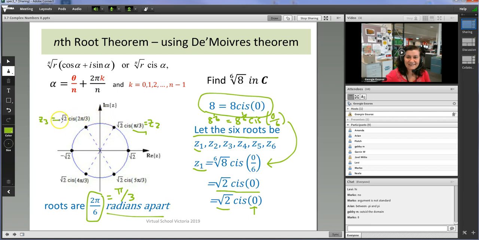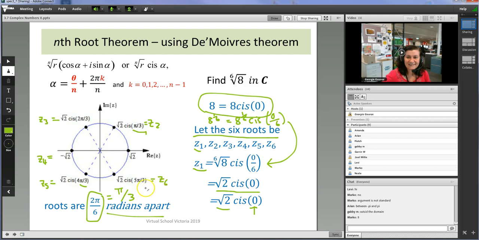We add pi on 3 to that one, which gives us Z4 over here, which is the same as negative root 2. We add pi on 3 to that one, and we end up with the 5th root. Z5 is equal to root 2 cis 4 pi over 3, sorry. And then we add pi on 3 to that angle to get the final one. So we've got all 6 now.